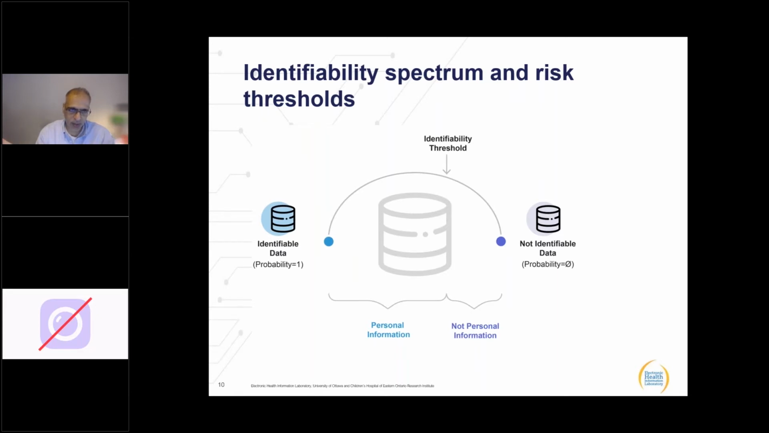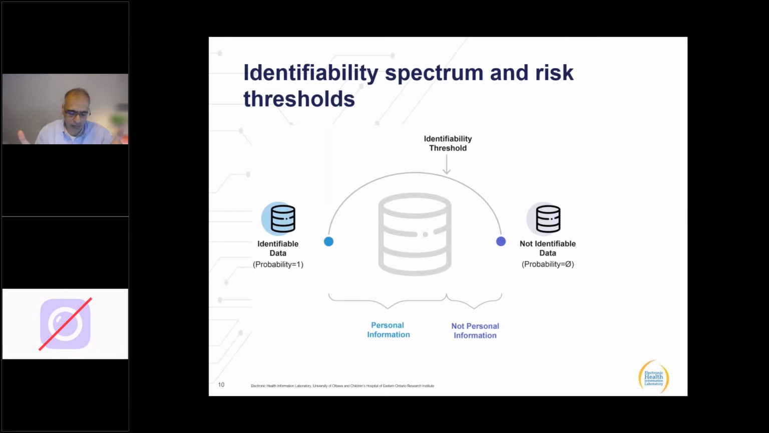Typically, we define identifiability as being on a spectrum, with a probability of 1 being that the data set is identifiable, and a probability of 0 meaning a data set is not identifiable. And 0 risk is not achievable, of course. It's not a realistic standard to set because all data sets will have some risk of re-identification.